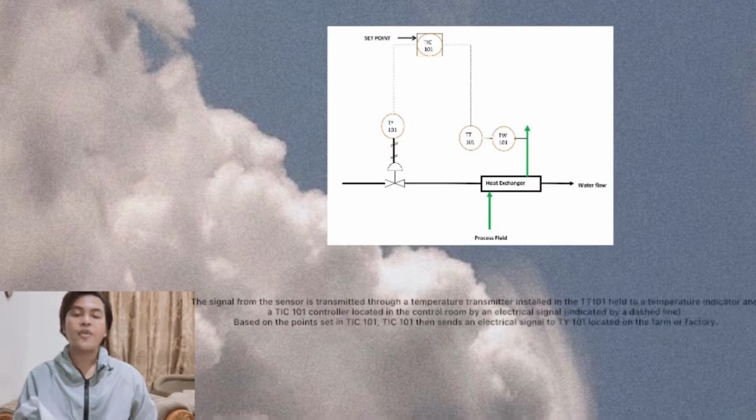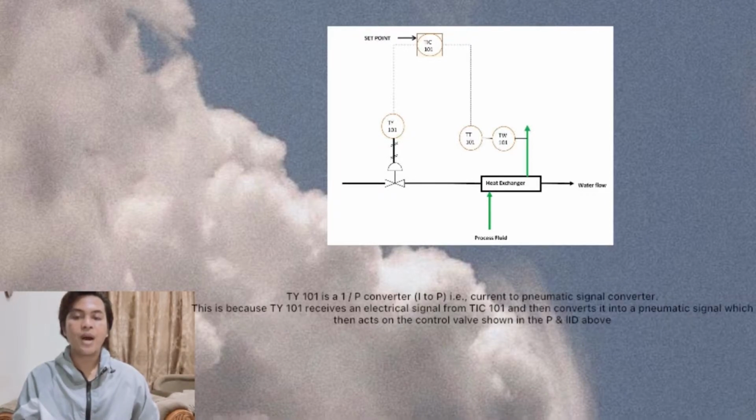The signal from the sensor is transmitted through a temperature transmitter, TT101, to a temperature indicator and controller, TIC101, located in the control room, by an electrical signal indicated by a dashed line. Based on the set point in TIC101, it then sends an electrical signal to TY101 located on the field or factory.